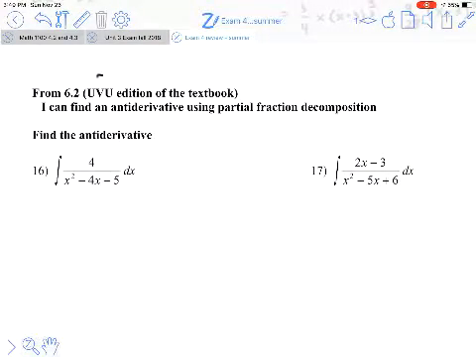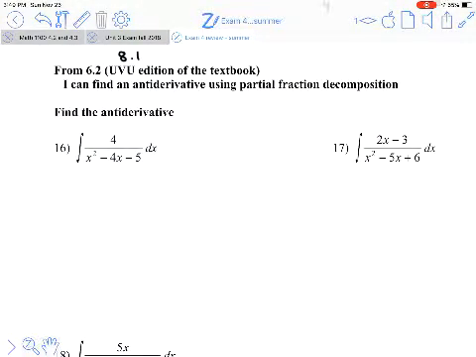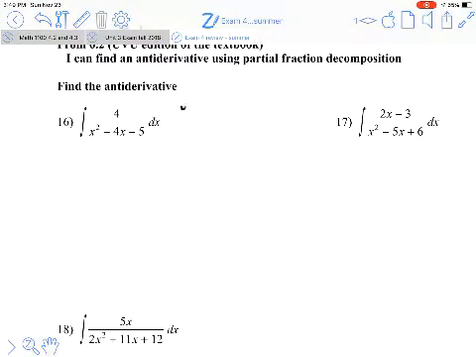So 6.2, I know I called it 6.2, it was really 8.1 of the UVU edition. It was an appendix at the end of the book. These antiderivatives are going to be found using partial fraction decomposition. So if we break this rational expression into its partial fractions, we need to factor the denominator. So x squared minus 4x minus 5, that's going to be x minus 5 and x plus 1. So since there's two factors that form that denominator, that means there's going to be two partial fractions.